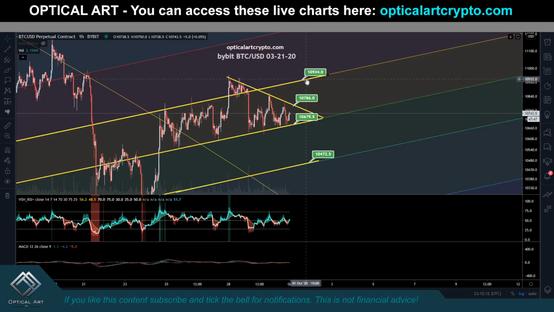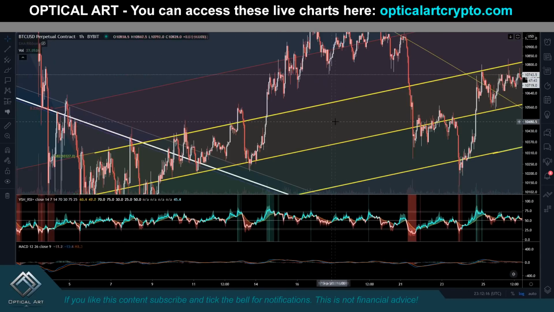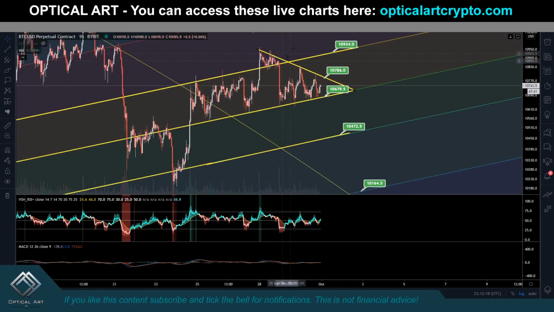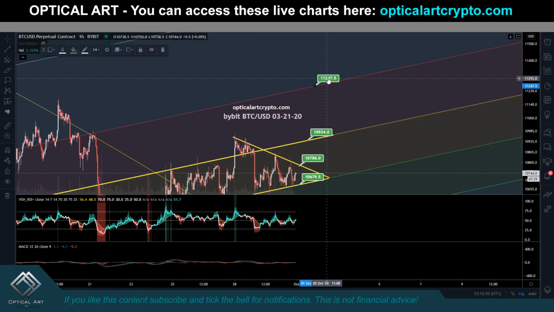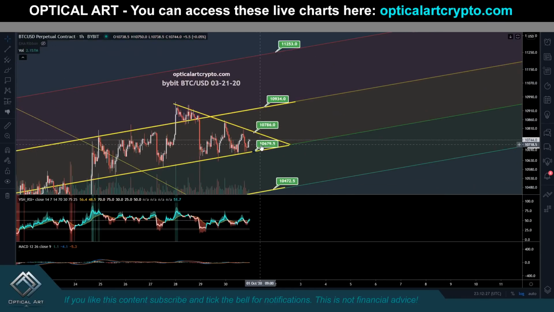If we push up above this point, your next resistance is 10,934. You can see this has been a lot of resistance. Temporary support. If you push above that, your resistance is going to be around 11,253. So again, this is the apex of this. Before the apex will be around, let's see, 1 day and 13 hours.